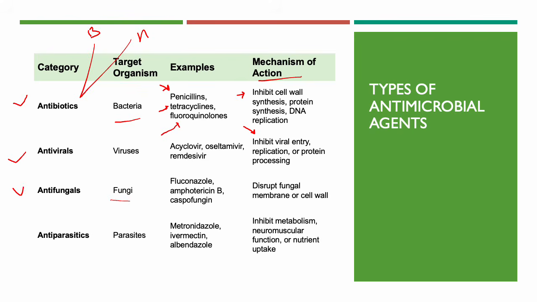Moving on to the third type, antifungals. Target organism is, of course, fungi. Now, fungi are eukaryotic organisms, so it makes them harder to target without harming the human cells, because we also have eukaryotic cells. Now, antifungals exploit differences like ergosterol in fungal membranes.